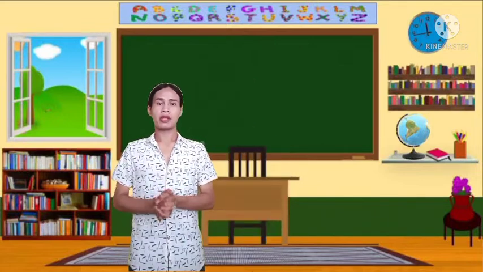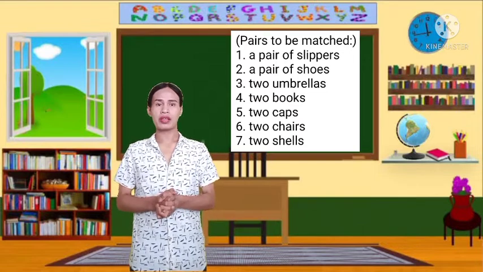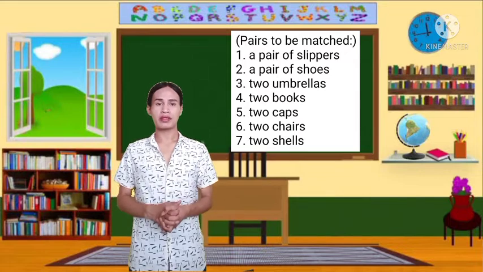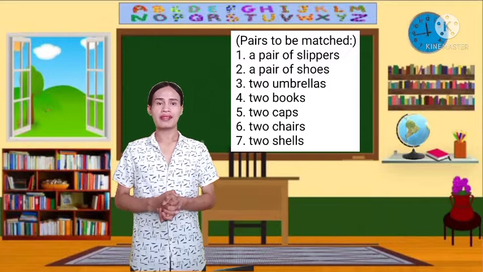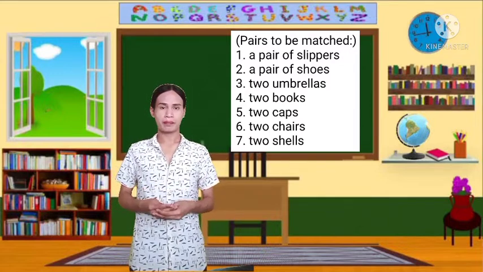Pairs to be matched. Number 1, a pair of slippers. Number 2, a pair of shoes. 3, 2 umbrellas. 4, 2 books. 5, 2 caps. 6, 2 chairs. 7, 2 shells. Let us begin the game.